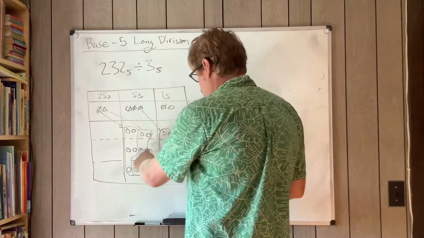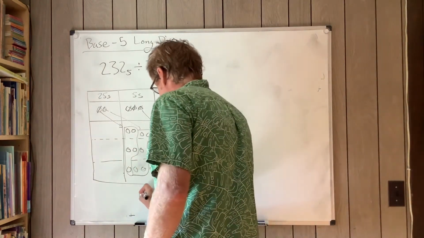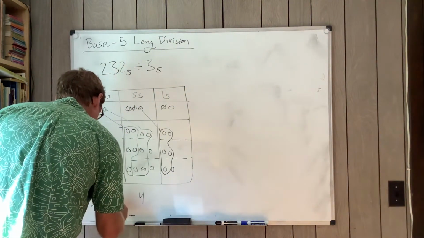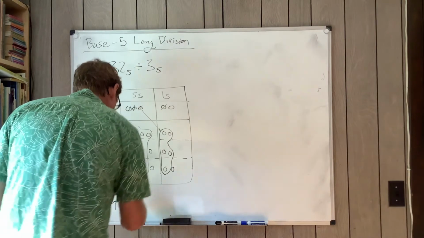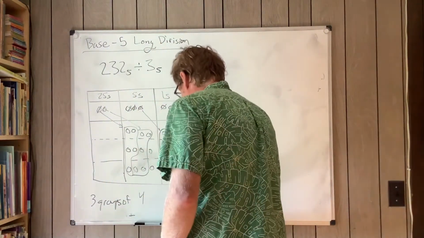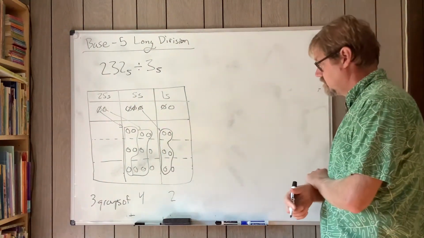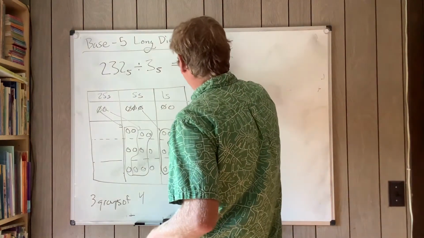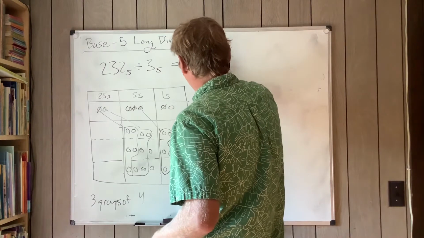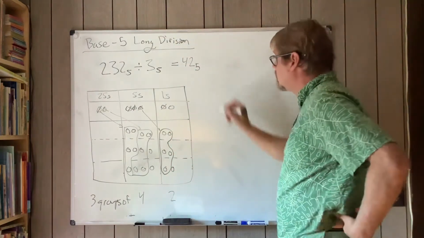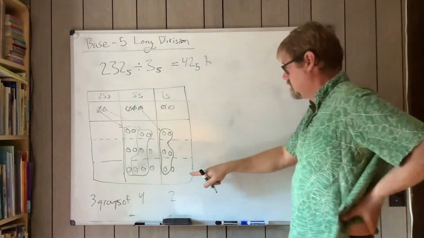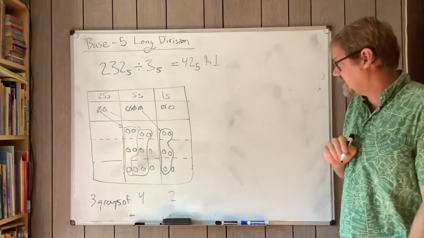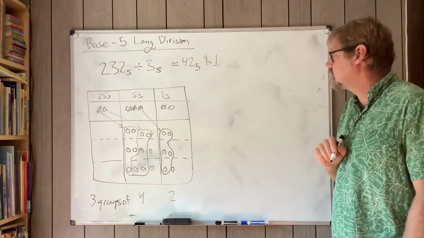Well, I see groups of 4. So I'm going to say 3 groups of 4 nickels and 2 pennies. Right. So what this tells me is this is 42 base-5, remainder 1. So there's 1 penny left over, right, that I can't divide.